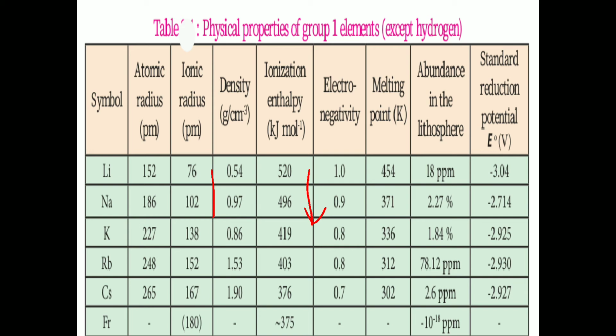Now these are the physical properties of group 1 elements which we have to study: atomic radius, which decreases in a period and increases in a group. Similarly ionic radius, then density, ionization enthalpy and electronegativity, which both decrease, then melting point, abundance in the lithosphere, and standard reduction potential.